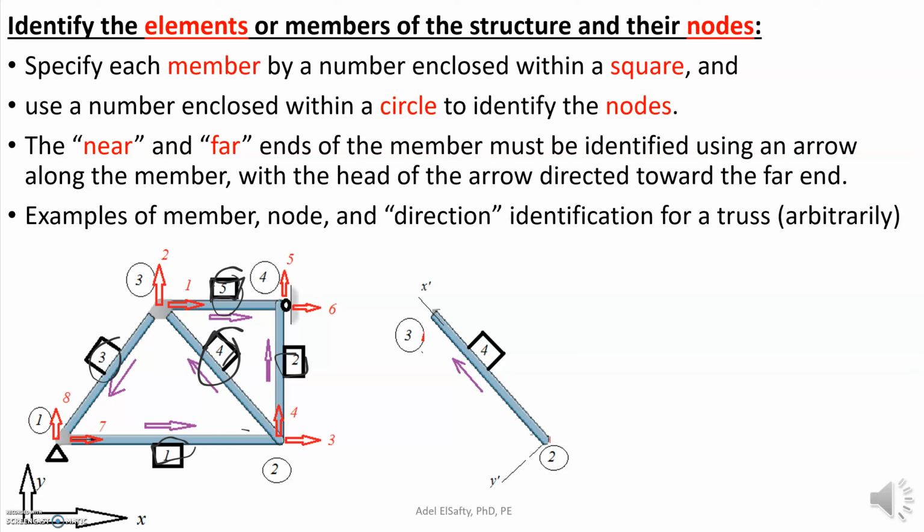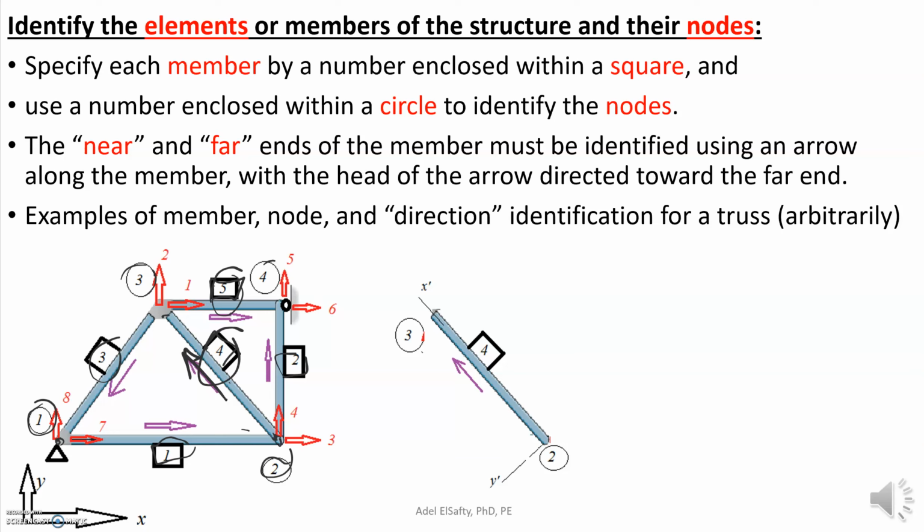When you submit your homework with the hand calculations, I need you to show me exactly what that is. And then the number which is enclosed in the circle at the nodes. So the nodes are going to be identified with circles. How many circles? We have 1, 2, 3, and 4. So you have 4 nodes and you have 5 members. And there's something called the near and far. You see this arrow right there. That's showing you that member 1 is between node 1 and 2. Member 3 is between 4 and 3.